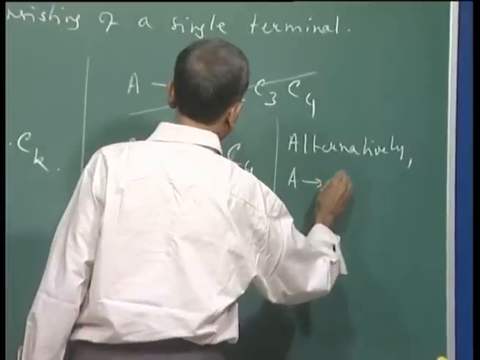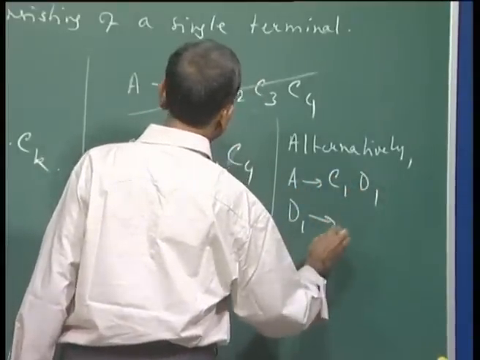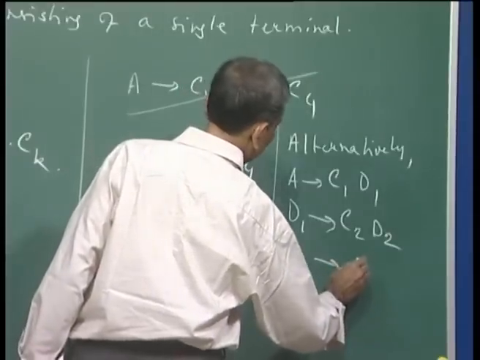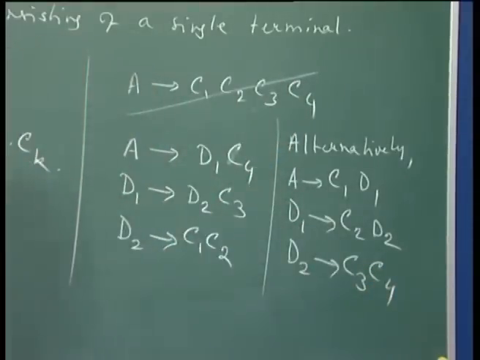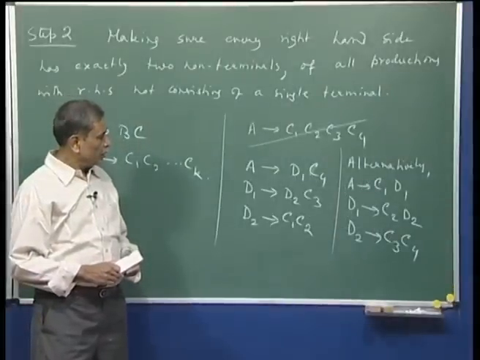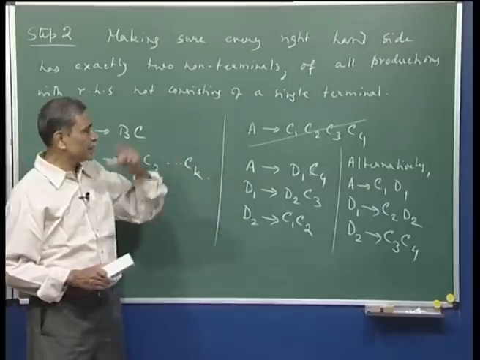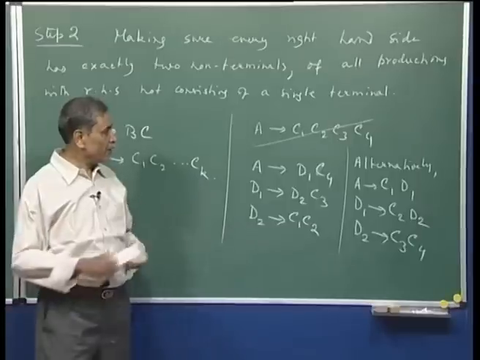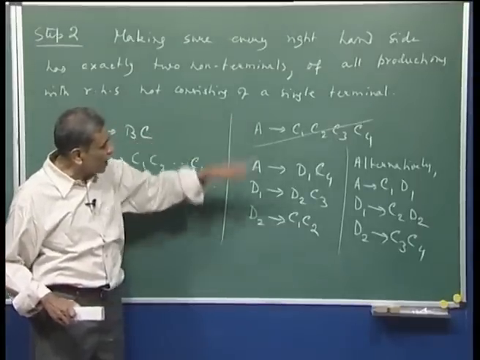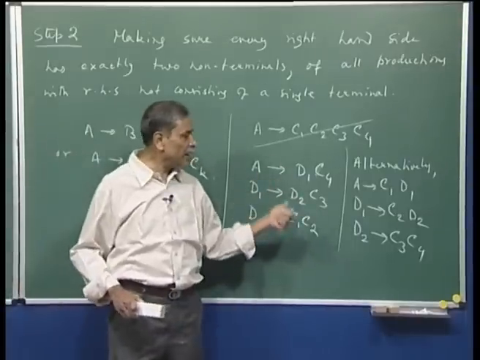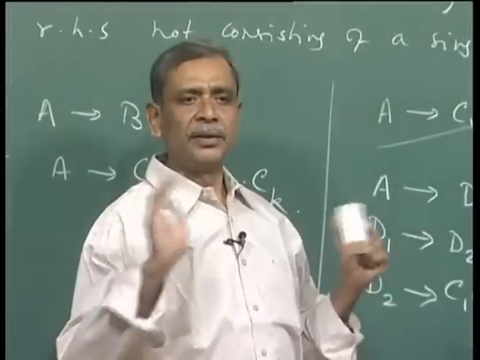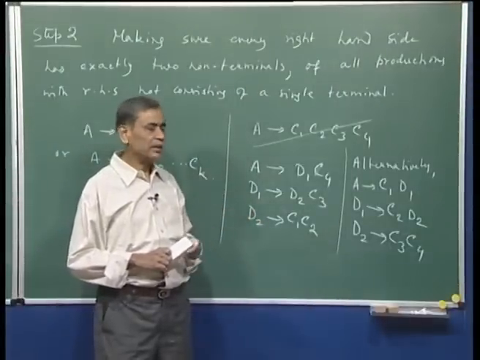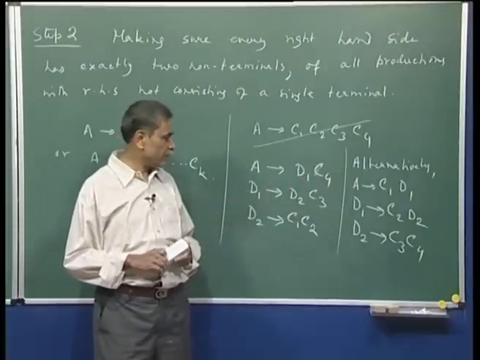A goes to C1, D1; D1 goes to C2, D2; and D2 goes to C3, C4. Either way, you could do this. Now, it is fairly simple that this idea extends to any k, where k is 3, 4, 5, 6, 7 or 8. So, in other words, we remove one such production and add a number of productions, where all these D's are new non-terminals. So, again the idea is to introduce some new non-terminals and make sure that the condition on the right hand side is satisfied.